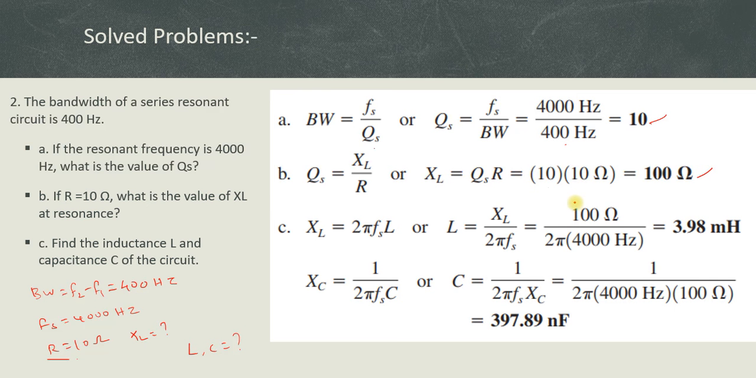So now I want to find out the value of L and C. We know that XL equals 2 pi Fs into L. Therefore L equals XL divided by 2 pi Fs.